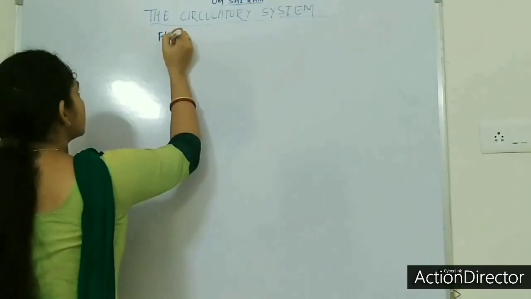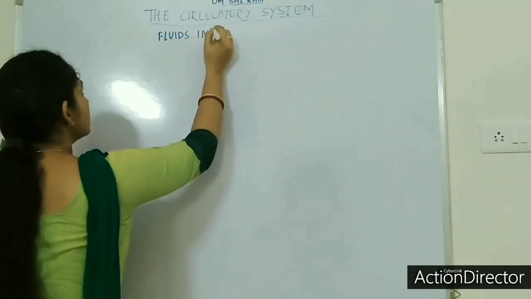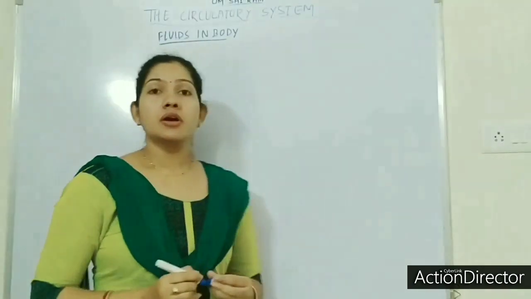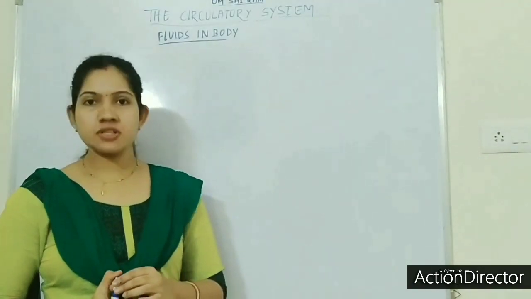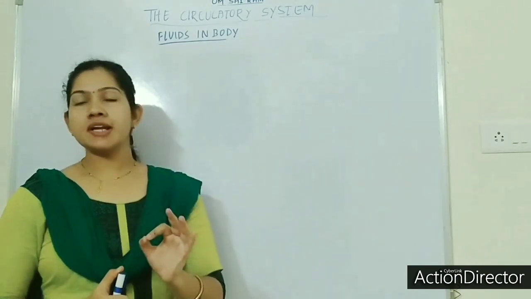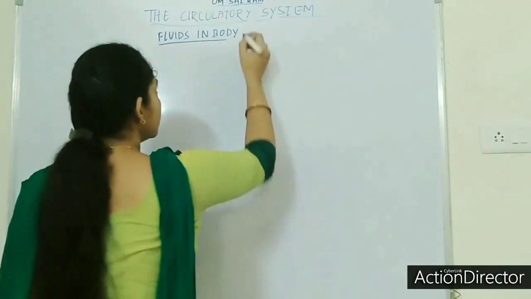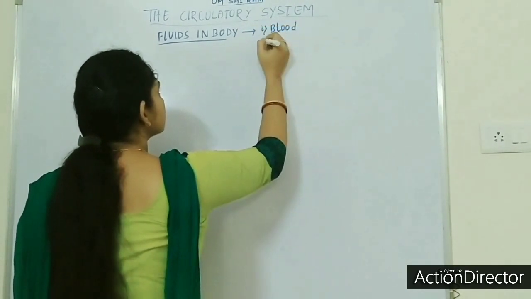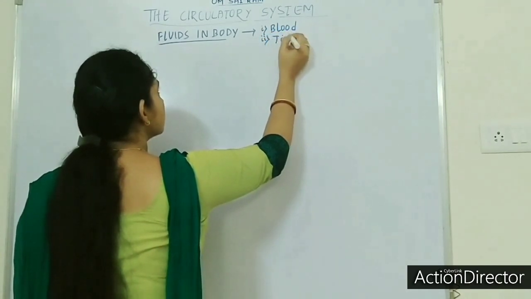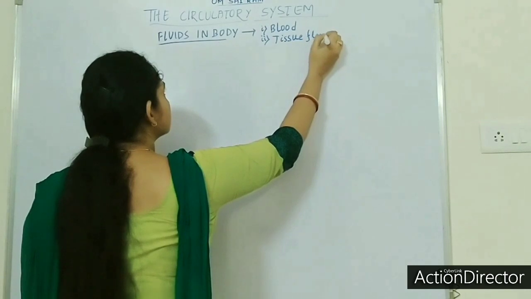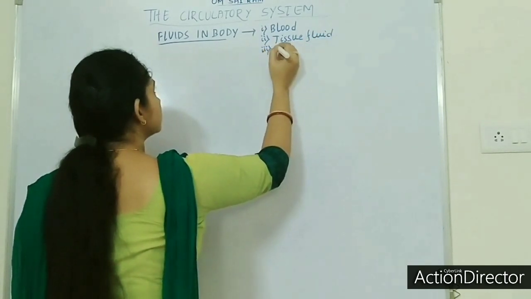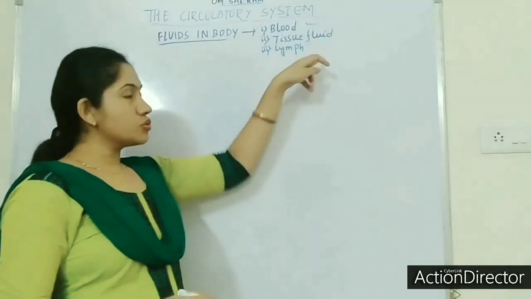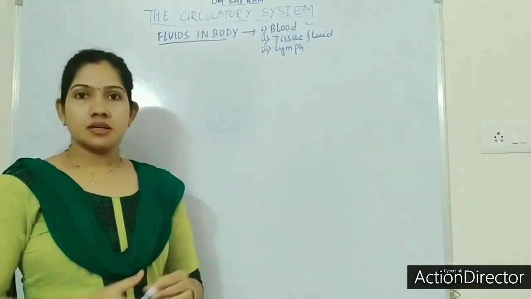What are the fluids in the body? Whenever we are talking about body fluids, we can talk about three fluids. What are the three fluids? Blood, tissue fluid, and lymph. I hope you are all well acquainted with blood. The rest two fluids we will discuss now.